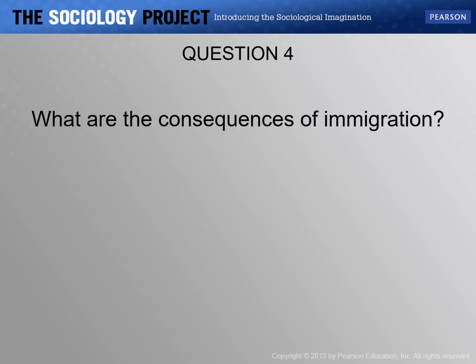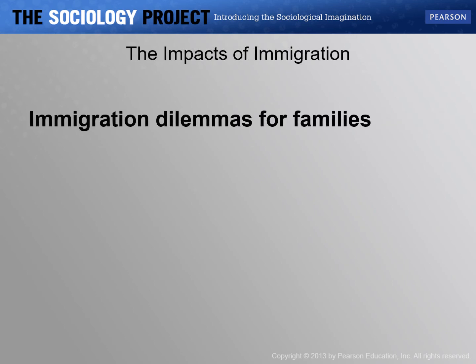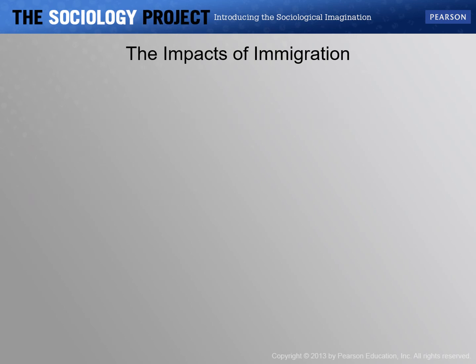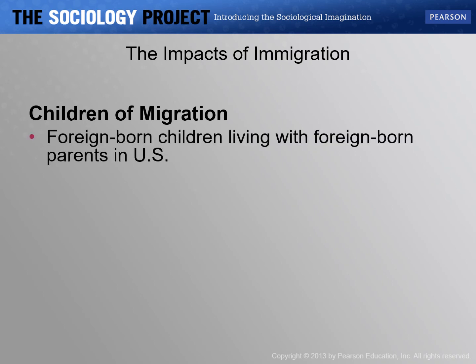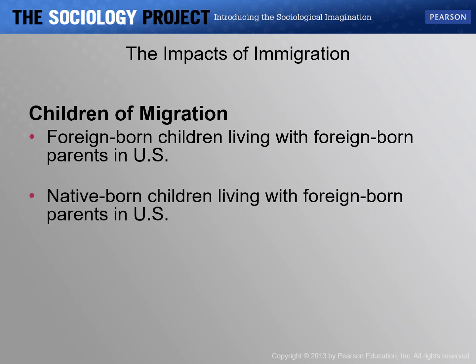Question 4. What are the consequences of immigration? The impacts include certain dilemmas for families, like making enough money to make ends meet, how to get the family all back together in one spot. The impacts of immigration also include the children of migration, foreign-born children living with foreign-born parents in the United States. That is a whole separate problem. Native-born children living with foreign-born parents in the United States, like the Dreamers.